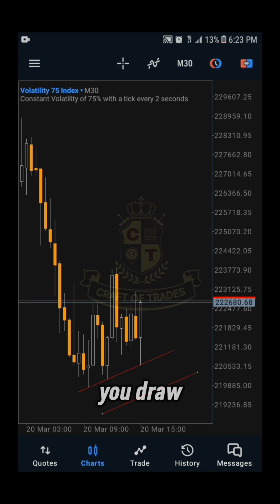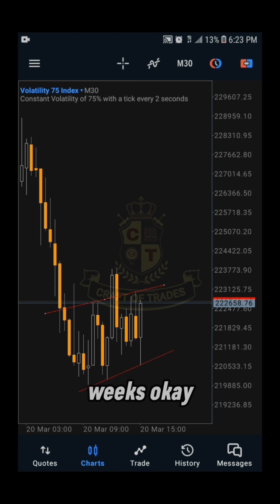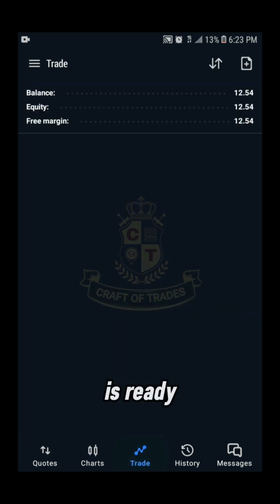You make sure you draw all your trend lines by using the wicks. Okay, you make sure you draw your trend lines by using the wicks. All right, so now everything is ready.